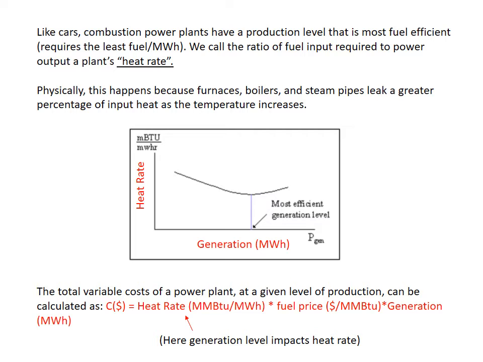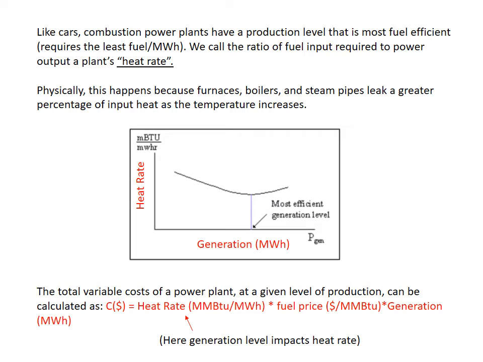And so power plants are kind of similar. There's a point at which if you're operating really slowly, same as a car, if you're driving really slowly, your car is less efficient. And it increases in efficiency up to a certain point, and then the efficiency decreases. And power plants are the exact same way. And so if we're talking about the fuel efficiency of a power plant, we use the phrase heat rate.